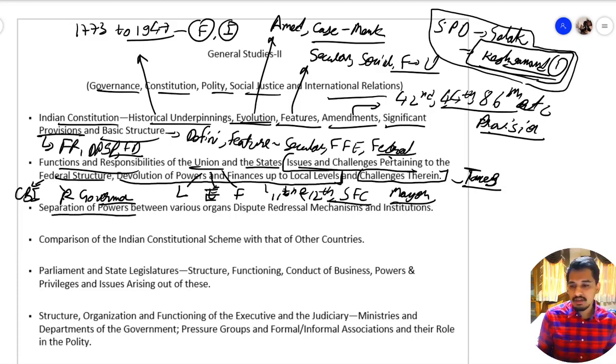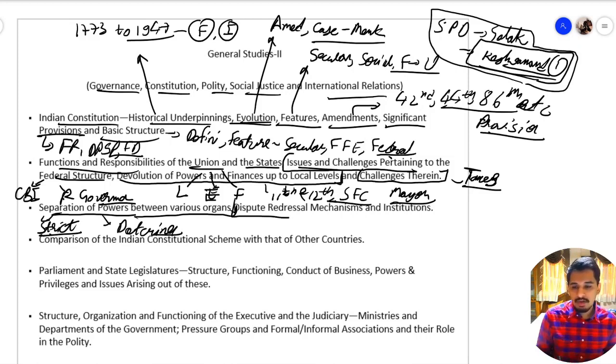Then we have separation of powers between various organs. That how separation of power has been there in the Indian Constitution. In this you should know that there is no strict separation of power in the Indian Constitution. Rather there is confluence of power between various organs, and then you should have knowledge of various doctrines of judiciary about separation of power, like the doctrine of limited power, doctrine of constitutionalism, etc.